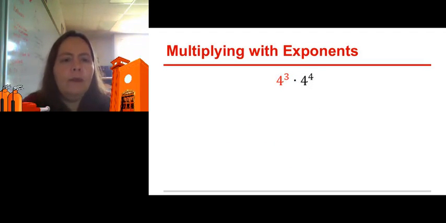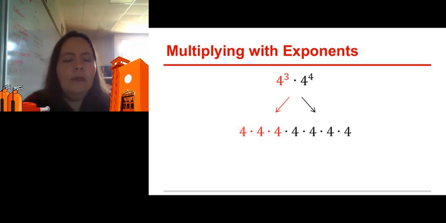In our next example, we have 4 to the 3rd times 4 to the 4th. So we have 4 multiplied 3 times, and then 4 multiplied 4 times. So we have 3 red 4's and 4 black 4's. Altogether, we have 7 4's being multiplied, which means we have 4 to the 7th power.